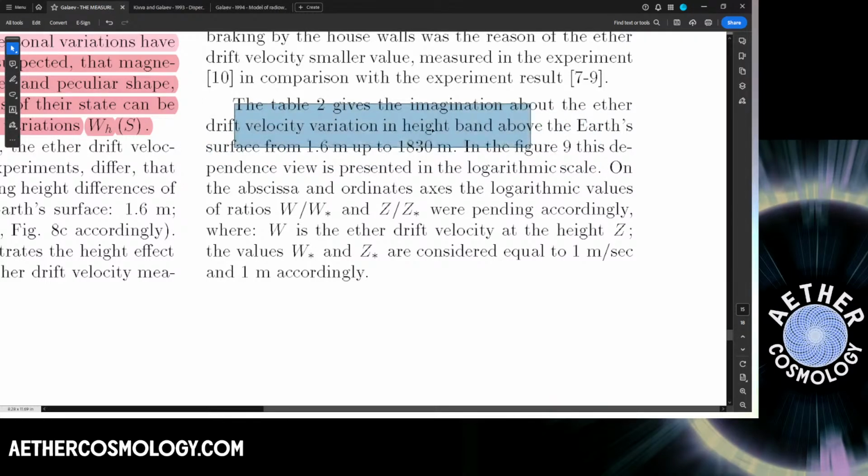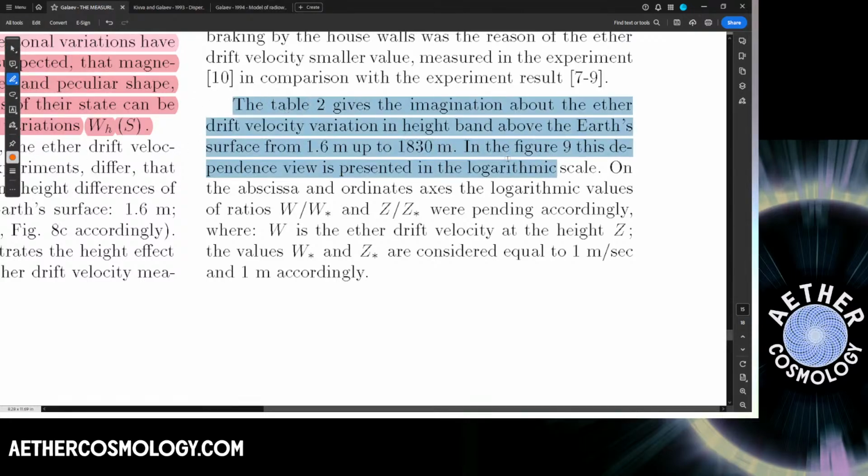Whoops. Whoa, whoops. Come on now. What? Highlighter broken? I don't know. I guess so, man. There we go.